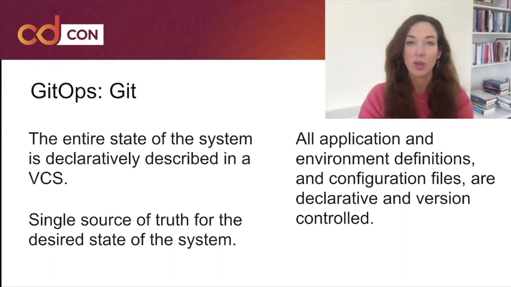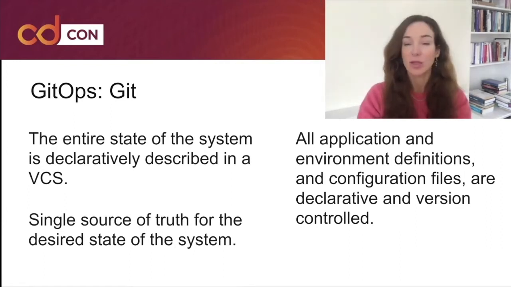Infrastructure as code isn't unique to GitOps, but it is foundational for GitOps. With GitOps, the entire state of your system is declaratively described in Git. As a result, all application definitions, configurations, and environments are declarative and version controlled. This means all changes to your system are observable and verifiable. Benefits include application deployment and lifecycle management being automated and auditable.